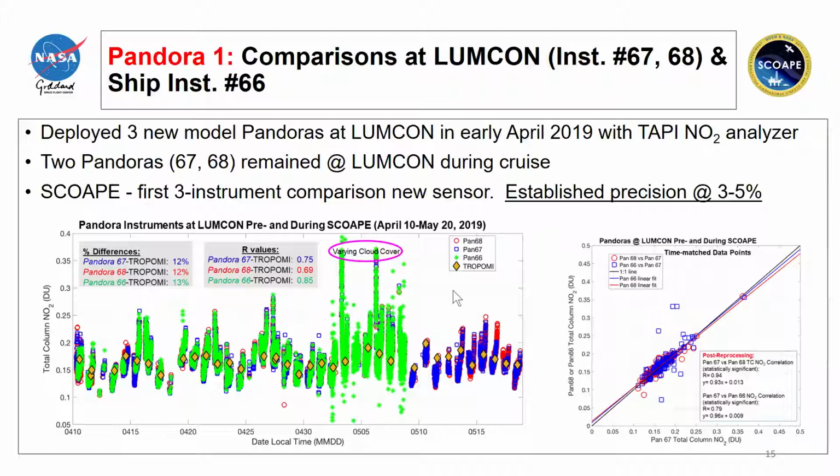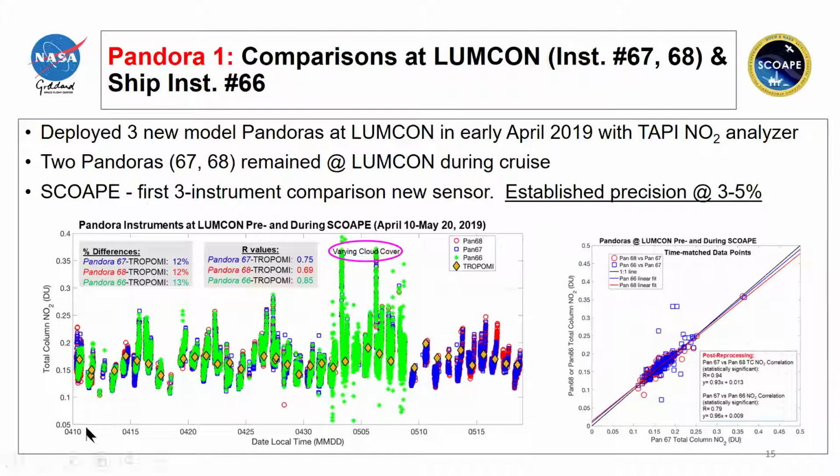On the left here is a comparison of the total column measurements. Of course, there are gaps at night, these are daytime measurements, for the period from April 10th until about the 7th or 8th of May, when we loaded the ship and then left 67 and 68 at LUMCON, while we took 66 with us. So you can see how closely the 3 instruments measured. The gold diamond is the TROPOMI overpass. The comparisons of all the Pandoras on average were better than 15%. The only time that the instruments themselves diverged much from one another was a period of cloud cover, when possible small differences among the instruments may have led to this larger spread of values.